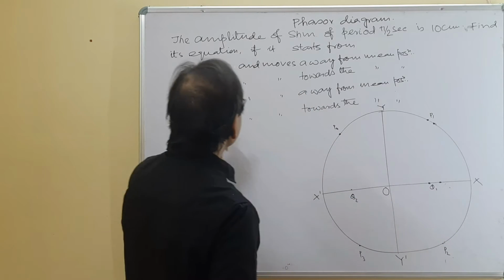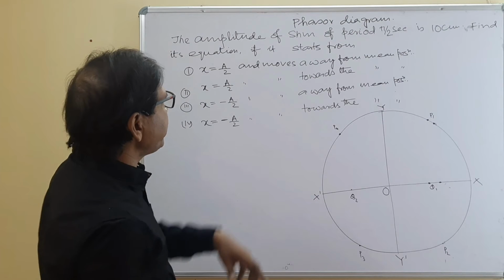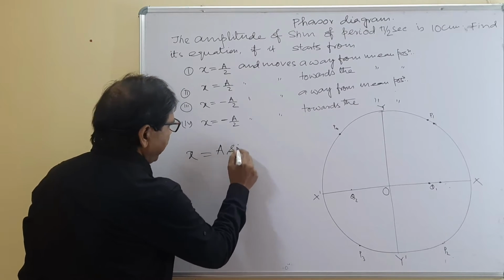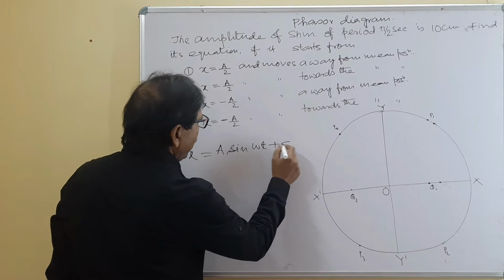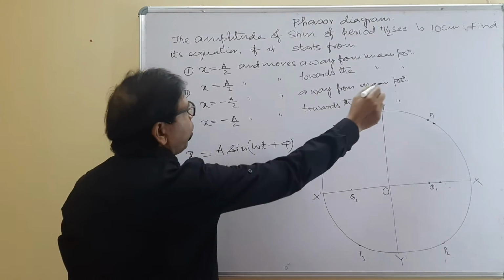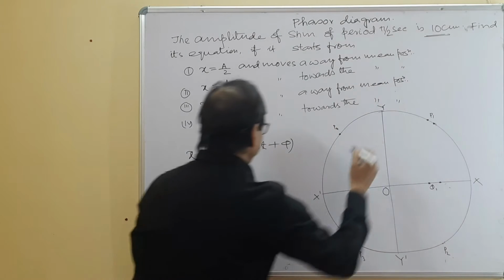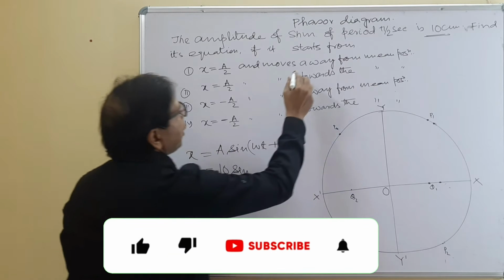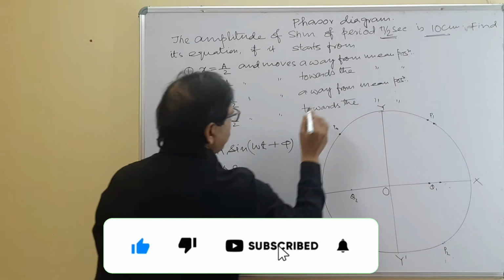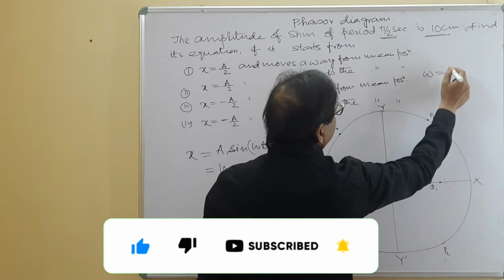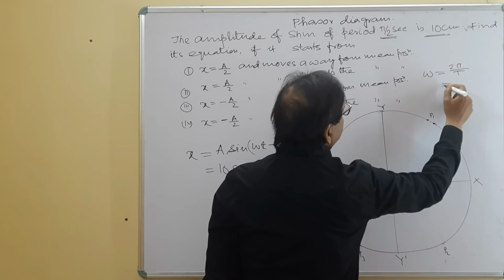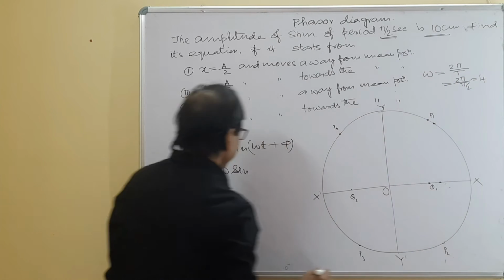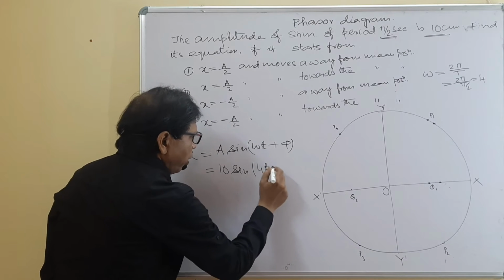Now look at the problem. The equation of SHM is x equals a sin(omega t plus phi). Here the amplitude of oscillation is 10 centimeter, so a equals 10. The period is pi by 2, so omega equals 2 pi by T, that is 2 pi divided by pi by 2, so this is 4. Therefore this becomes 4t plus phi.